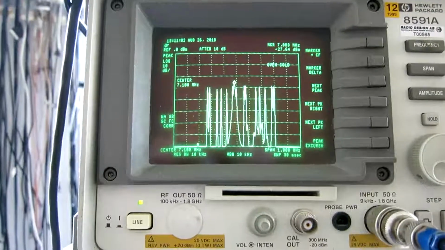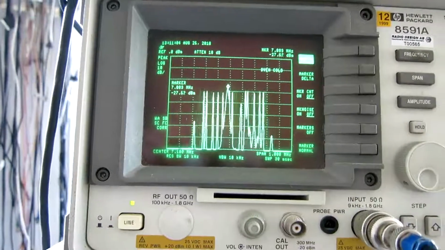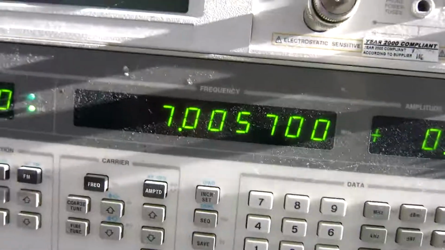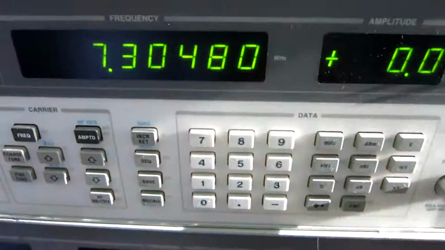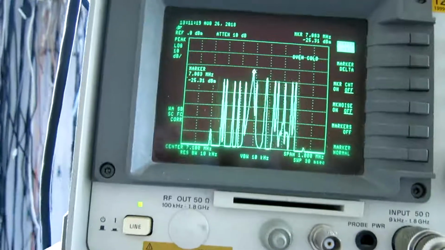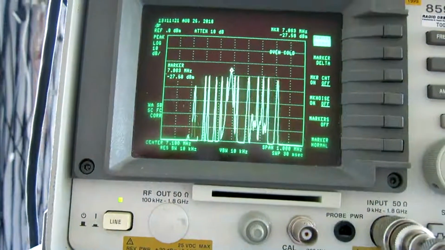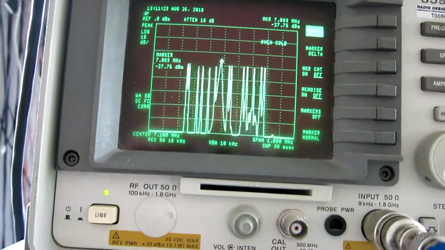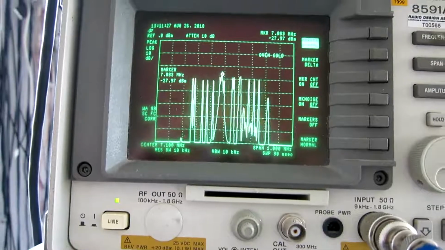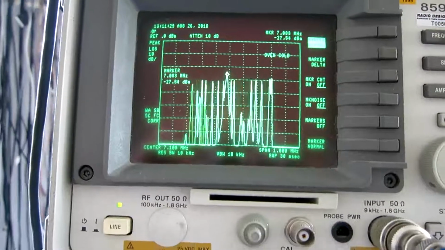The strongest signal is at minus 27 dBm. The generators, this one, and this one, and this one, they are all set for the same power level, so it means that the power of all these signals should be minus 22 dBm or so. 3 times means 5 decibels.